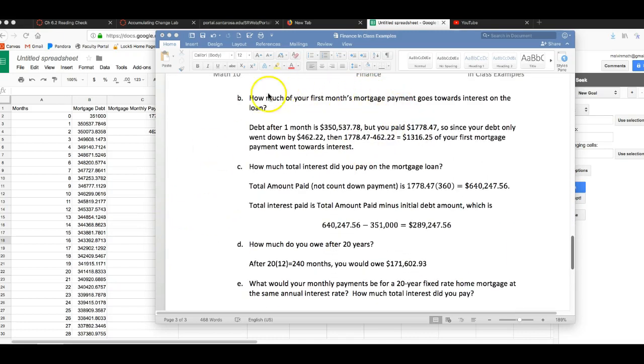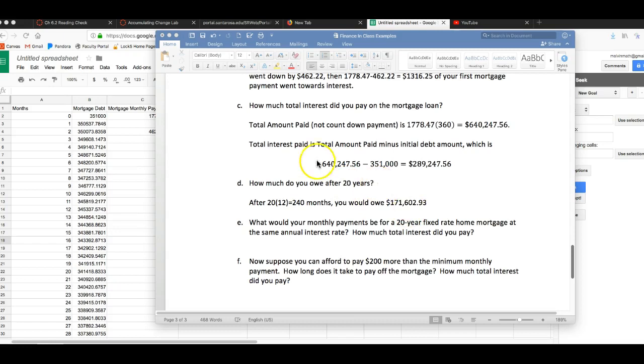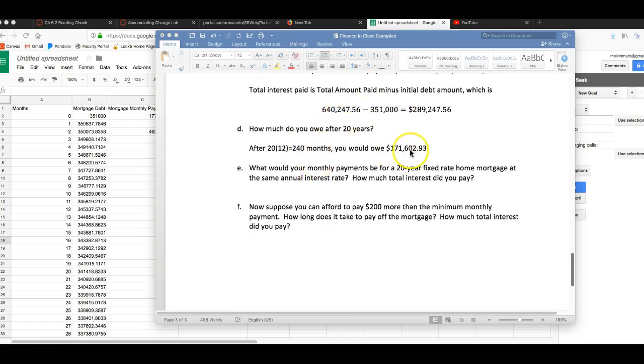And we went through how to use Google Sheets to figure out how much money the first month went towards your interest, how to find your total interest paid over the life of the loan, and then how much you owe after 20 years. After 20 years, you owed approximately $171,000.